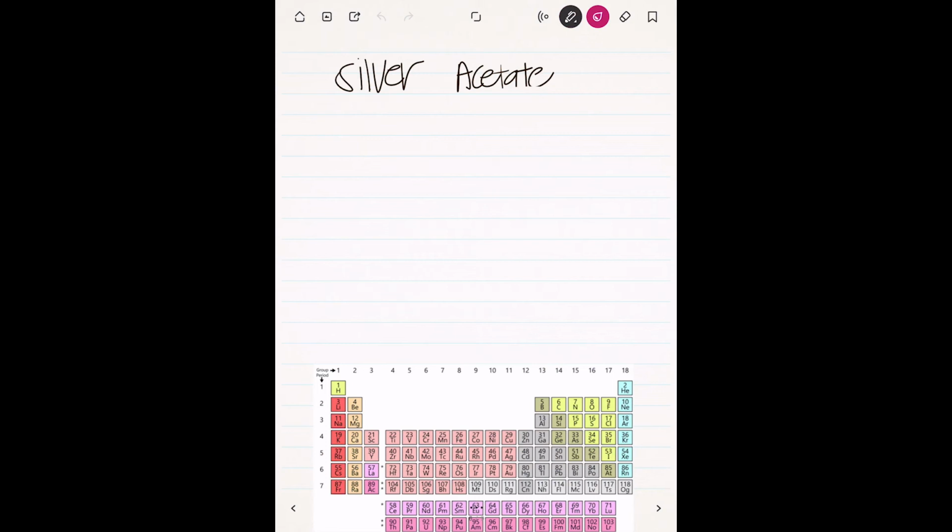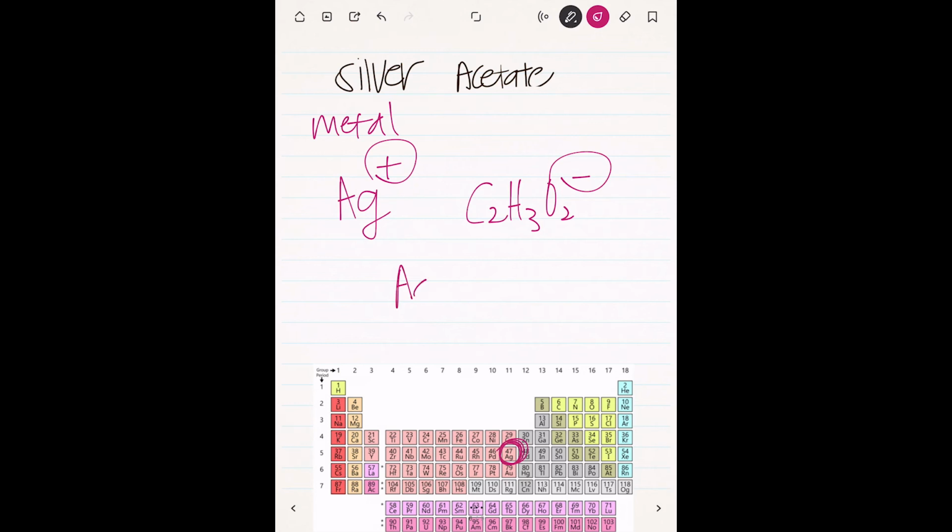Silver acetate. Silver in the periodic table is right here. It's a transition metal. So we have a metal, Ag, and there's no written charge, so we're just going to have it as Ag plus. And the chemical formula for acetate is C2H3O2 minus. And when you balance those two out, it becomes AgC2H3O2.